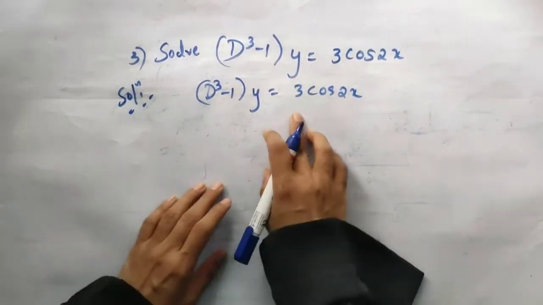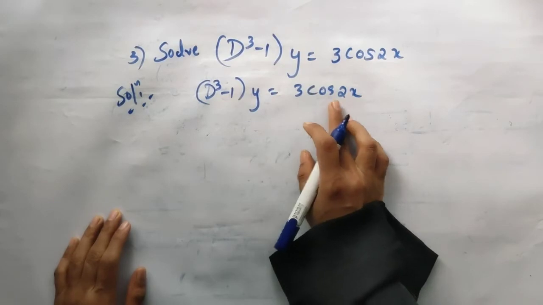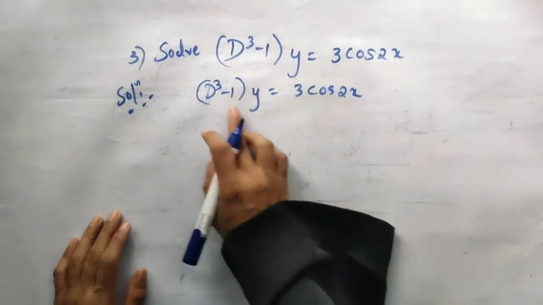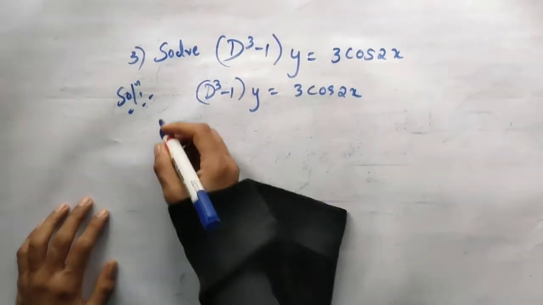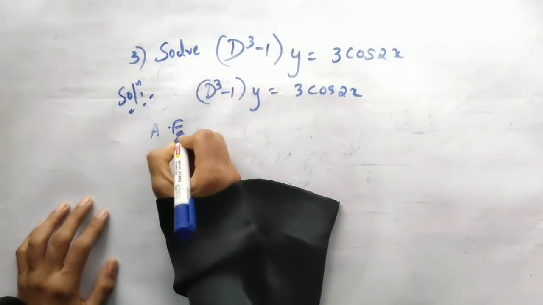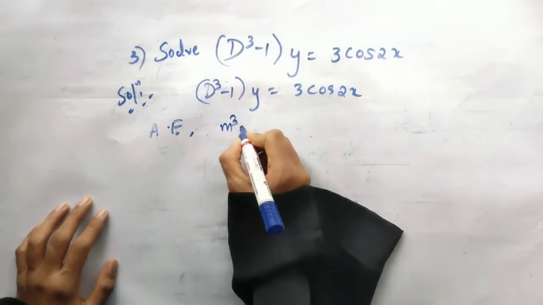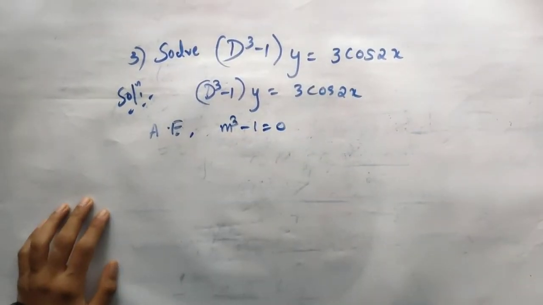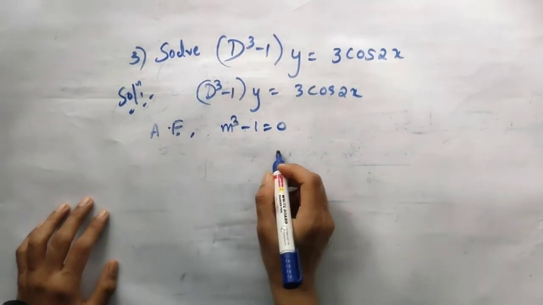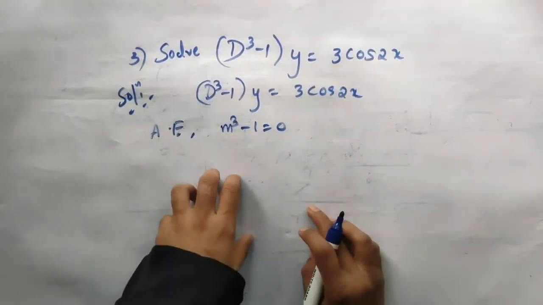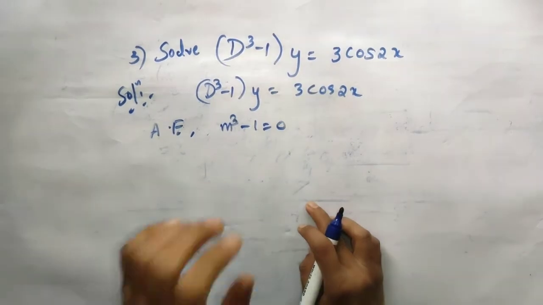Now here you see that you have 3 times cos 2x on the right hand side. This you know very well how to solve. So let us write the auxiliary equation. The first step should be what? Writing the auxiliary equation AE, that is m cube minus 1 is equal to 0. By now you should be very familiar with how to write the auxiliary equation. Once you write the auxiliary equation, you have to get the roots of that auxiliary equation. So what are the roots of this auxiliary equation?